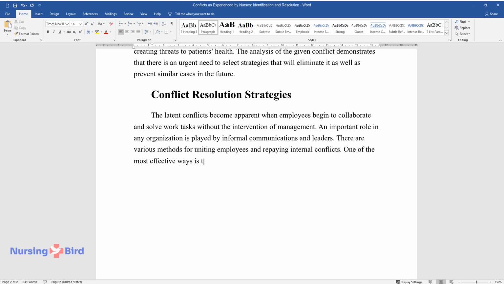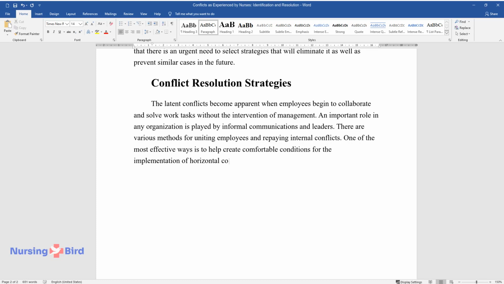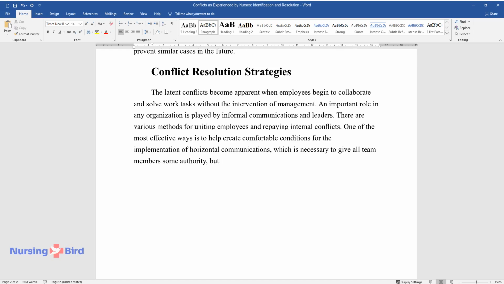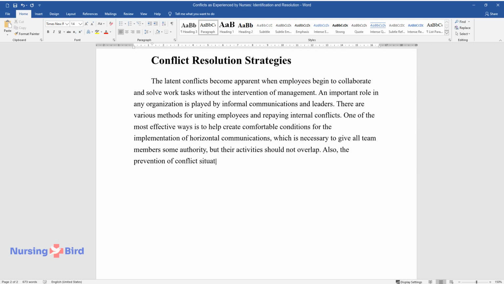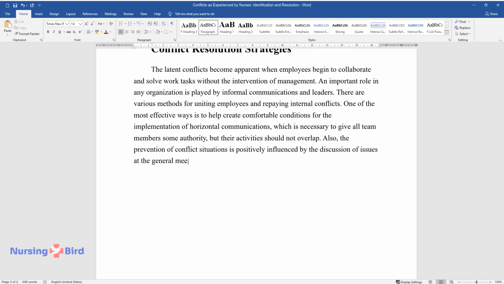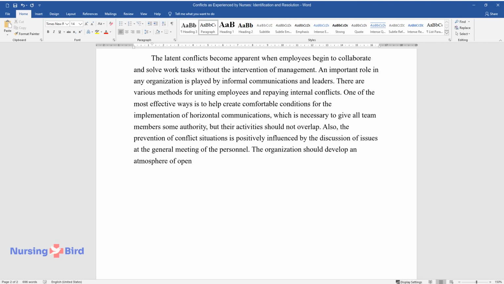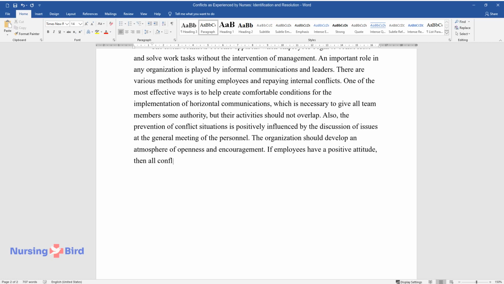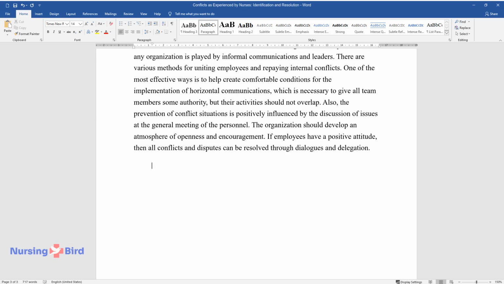One of the most effective ways is to help create comfortable conditions for the implementation of horizontal communications, which is necessary to give all team members some authority, but their activities should not overlap. Also, the prevention of conflict situations is positively influenced by the discussion of issues at the general meeting of the personnel. The organization should develop an atmosphere of openness and encouragement. If employees have a positive attitude, then all conflicts and disputes can be resolved through dialogues and delegation.